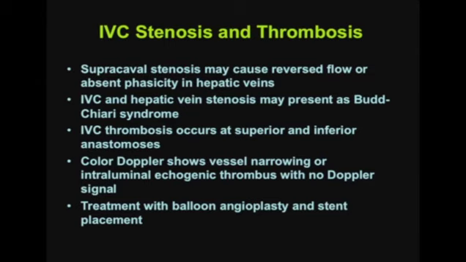IVC thrombosis can occur at the level of the superior and inferior anastomoses and whole liver grafts. And color Doppler shows vessel narrowing or intraluminal echogenic thrombus with no Doppler signal. These stenotic vessels can be treated with balloon angioplasty and stent placement.